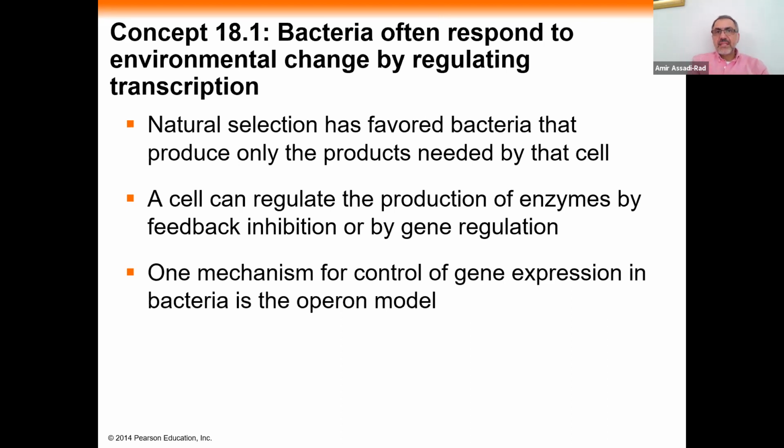So anyhow, bacteria often respond to environmental change by regulating transcription, and natural selection has favored bacteria that produce only the products needed by that cell. A cell can regulate the production of enzymes by feedback inhibition or by gene regulation. So that's pretty much the bulk of the chapter: if there's too much of a molecule inside of the cell, it is turned off, and if there's not enough, then it has to be turned on. One mechanism of control of gene expression in bacteria is the operon model. There are a few mechanisms, but the one that we are going to focus on in this chapter is the operon model.